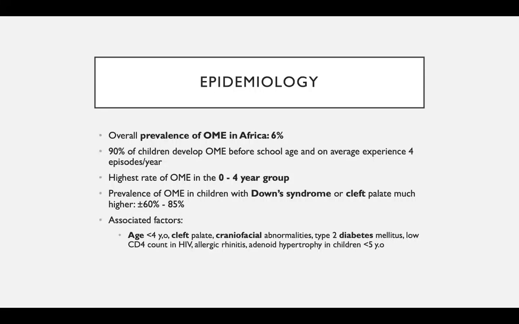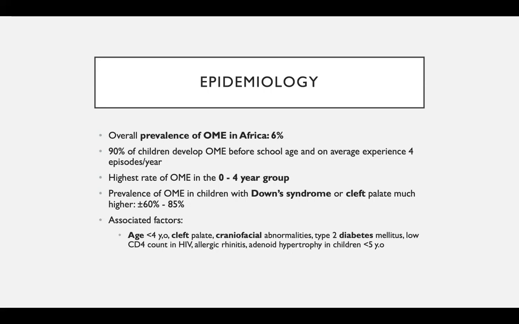Carrying on with the epidemiology, so the overall prevalence of OME in Africa has been cited as about 6%, which seems quite low, but 90% of children develop OME before school-going age, and on average will experience about 4 episodes a year. The highest rate of OME occurs in the 0 to 4 year group, and there's a bimodal age distribution. Occurring at about 2 years and then again at about 5 years.